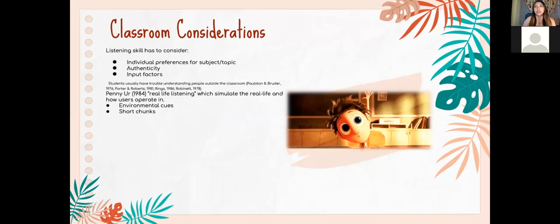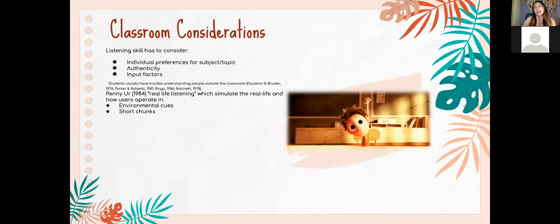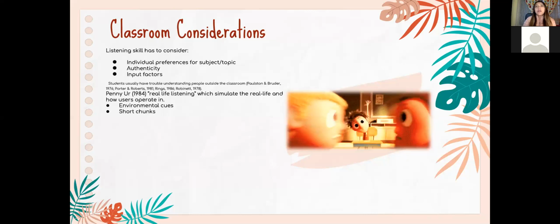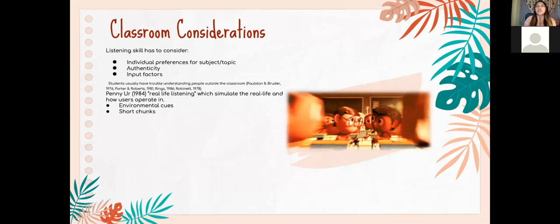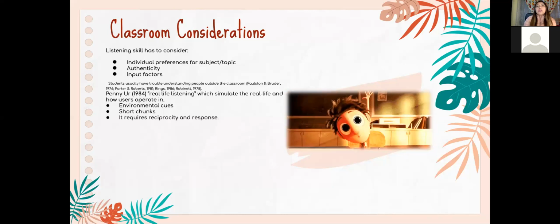Penny suggests that it is necessary to practice real life listening, because it helps the learner to better understand listening in real life, giving environmental cues and short chunks. It helps us to have reciprocity and response.